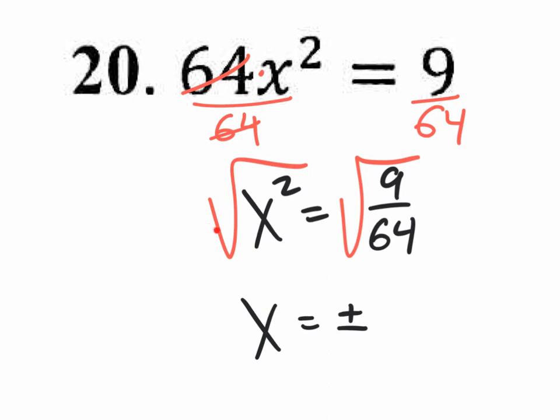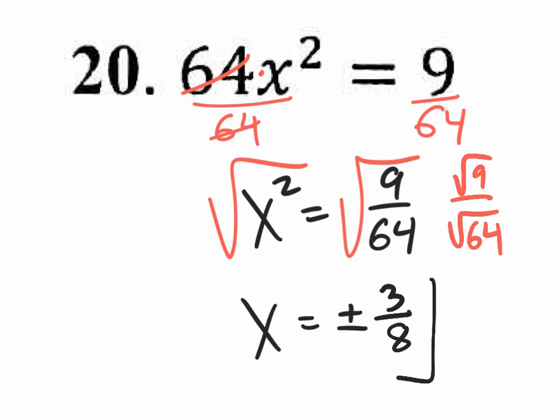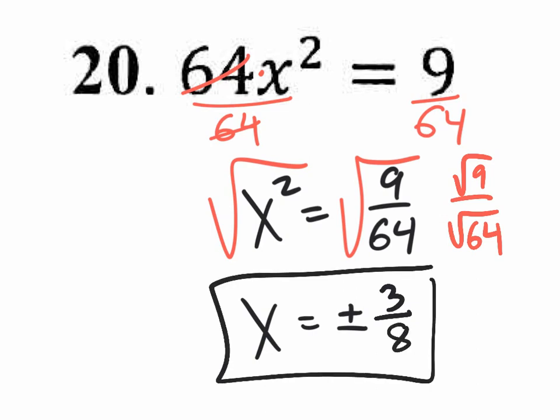Okay? So the square root and the square, they undid themselves. It's just x. I need to put a plus or minus right in front of my answer, but I could actually do the square root of 9/64 by splitting that square root and doing the square root of 9 over the square root of 64. And the square root of 9 really is 3, and the square root of 64 really is 8. So my answer is x equals plus or minus 3/8. You could have written it like that, or you could have said x equals positive 3/8 and also negative 3/8. But you could just put plus or minus, and that represents your two answers for number 20.